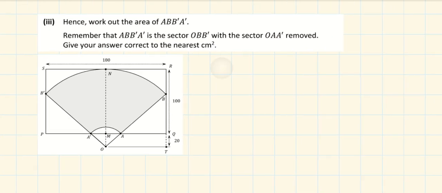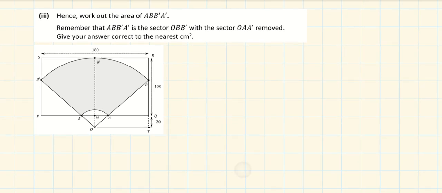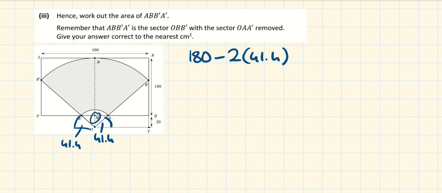So hence, work out the area of the shaded region. So remember this here is 41.4. And remember they're the same, so that means that this here is also 41.4. And if you remember that in a straight line there's 180 degrees, so we're going to minus two 41.4s off that to find our middle angle. That's important for this. So that leaves you with 97.2 degrees. My writing really won't work out there, but that is going to be 97.2 degrees in there.